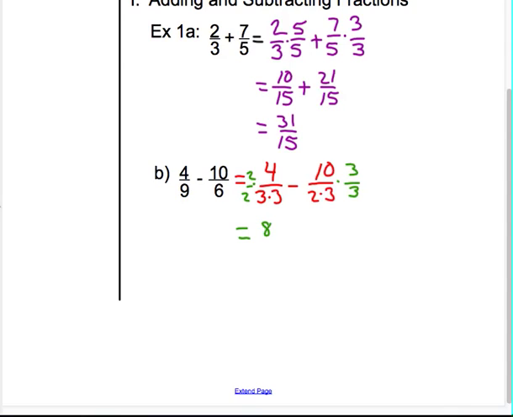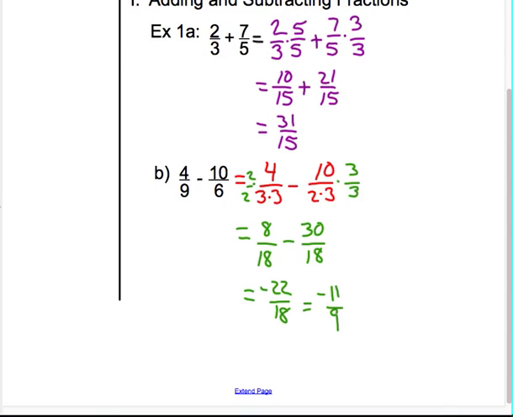In my numerator, I have 8. In my denominator, 3 times 3 is 9, times 2 is 18. My second fraction, I've got 30/18. And then I subtract my numerators and simplify.